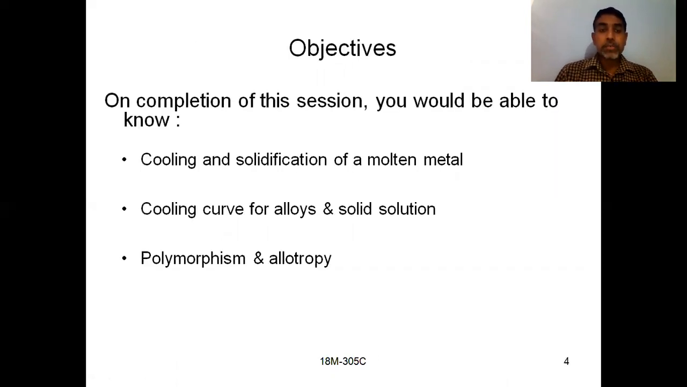So the objectives of today's session. What we are going to learn in today's session is cooling and solidification of a molten metal. You have a molten metal, and if you cool it, solidification will take place. So what are the things we have to observe? Those things we are going to learn here. And the cooling curve for alloys and solid solution. Later we will discuss two important phenomena, that is polymorphism and allotropy. So these things we are going to discuss in today's session.